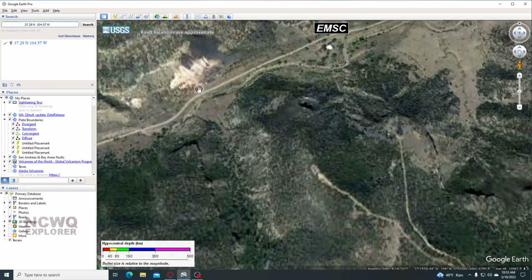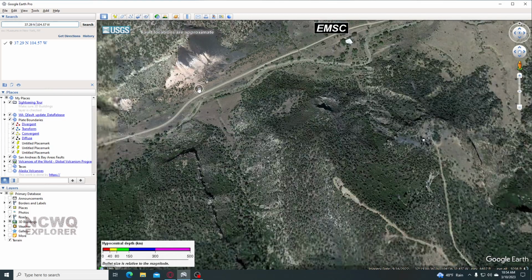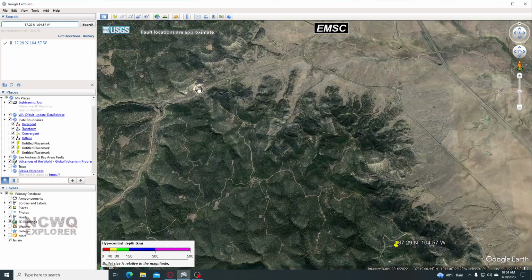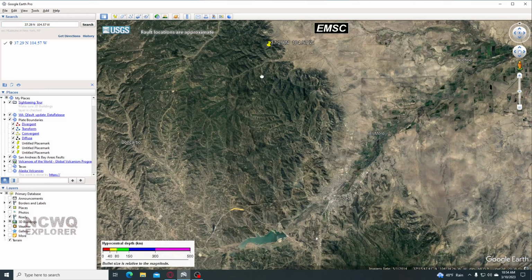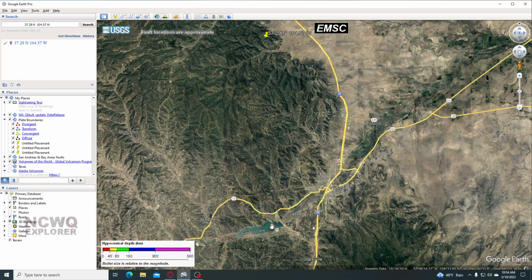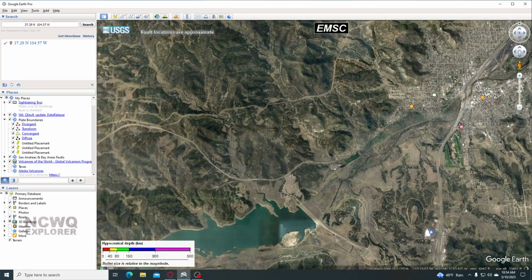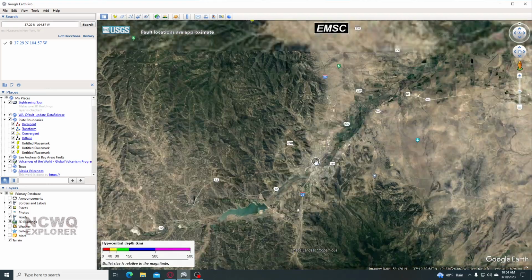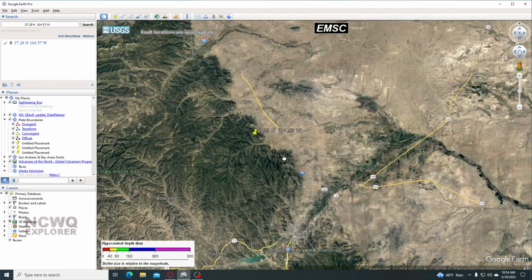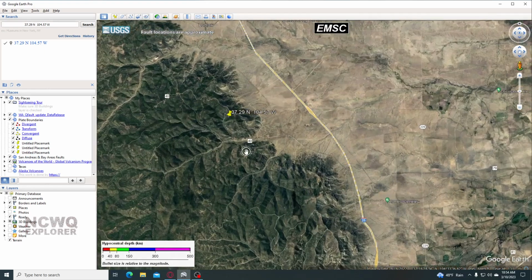I'm going to see if we can find anything that might be a reason for all of these earthquakes. Let's see, we have Trinidad Lake here, which is water. We do have the town here. This is Trinidad. We have a highway here.